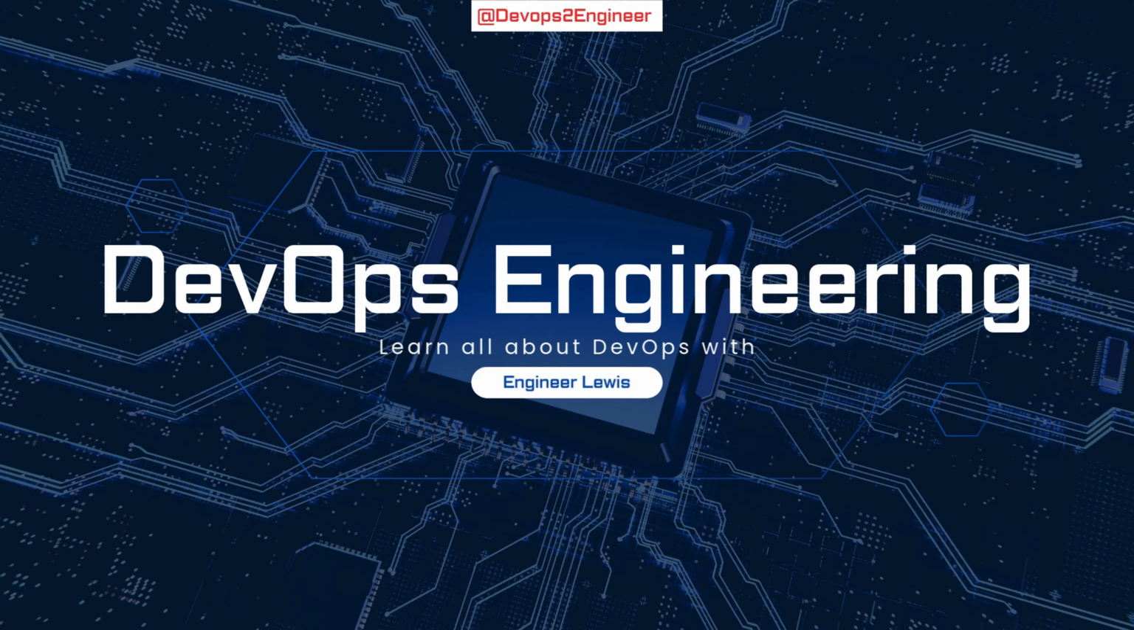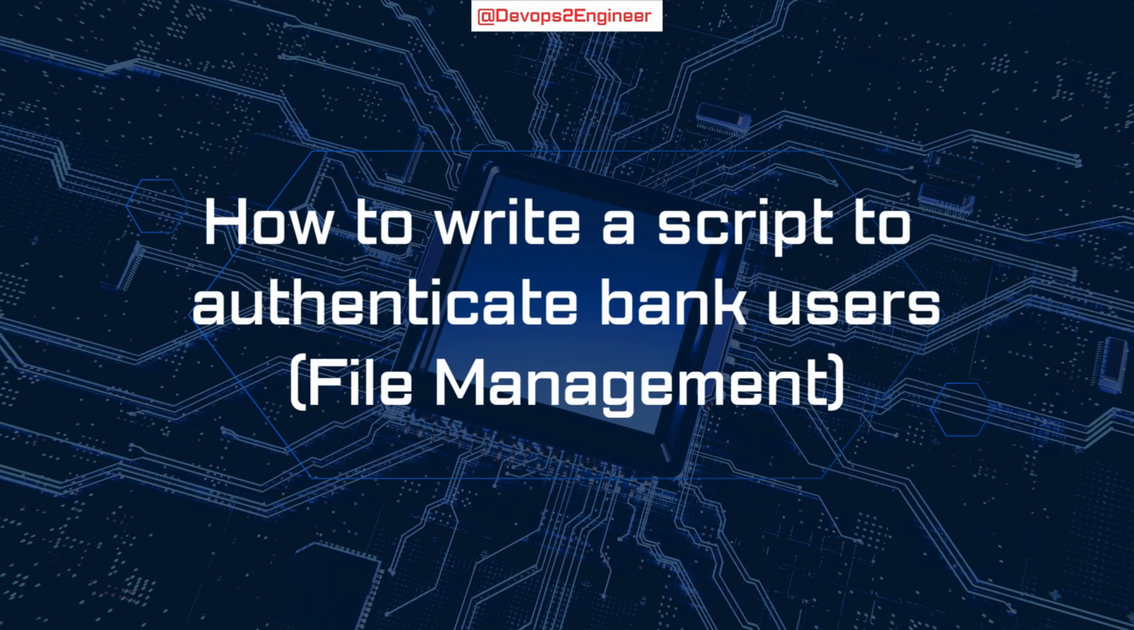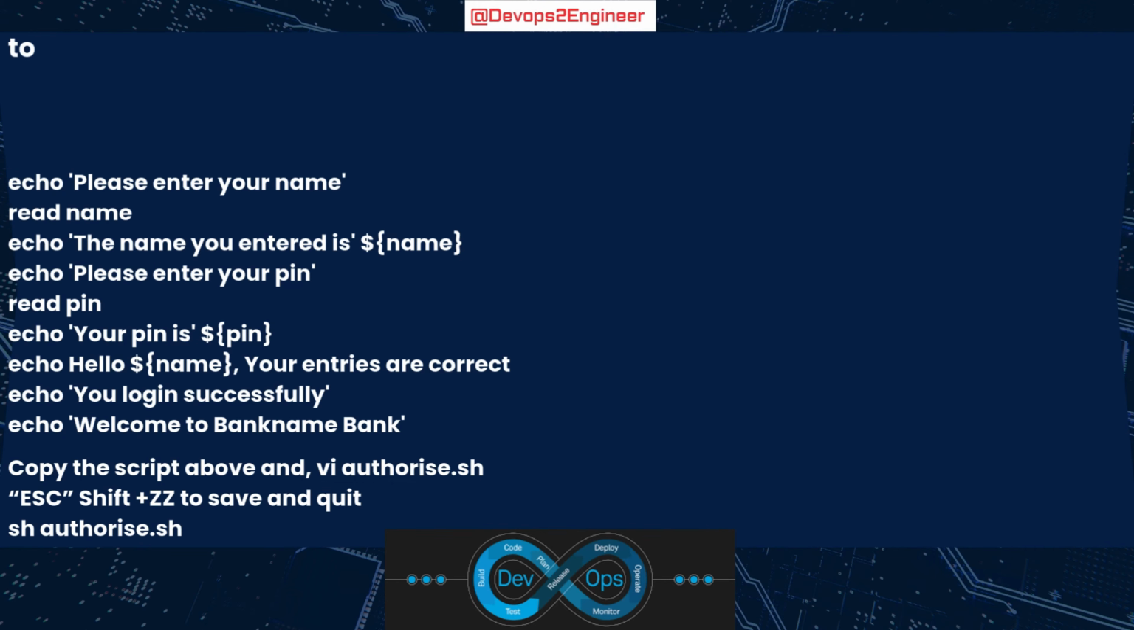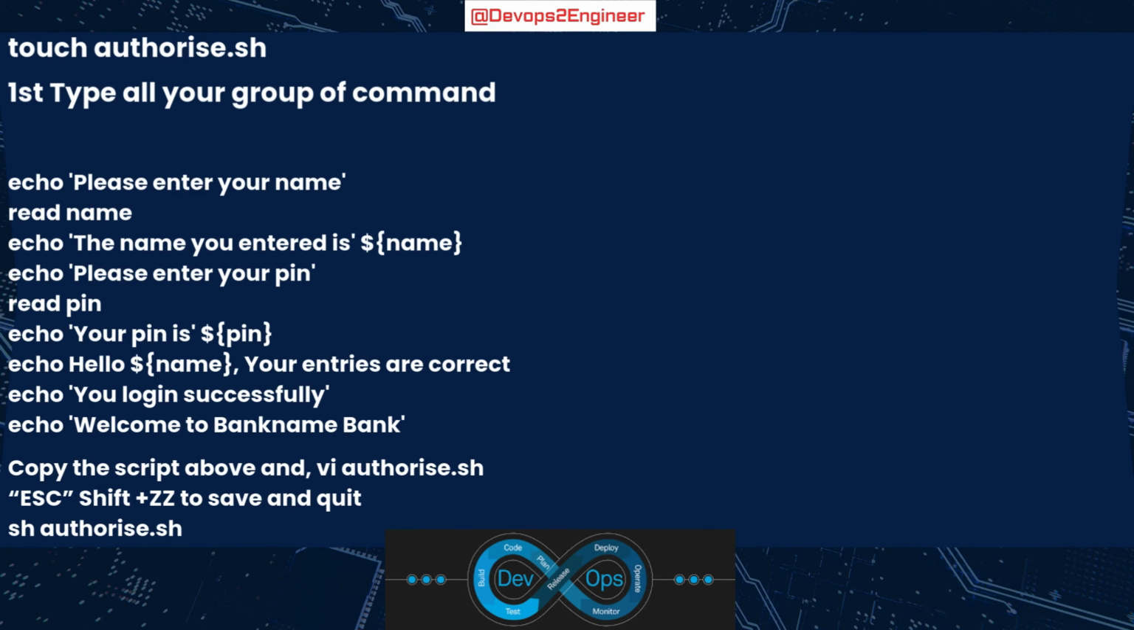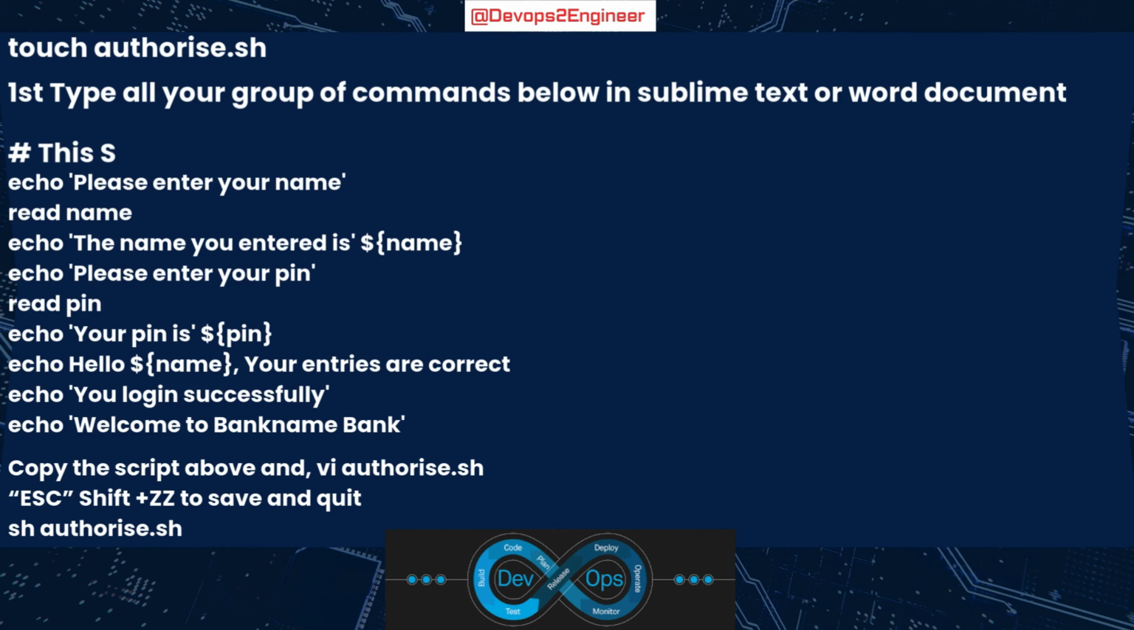In today's video, we're going to be doing another ticket. We're going to learn how to write a script to authenticate bank users. This is part of file management now. So first, what you're going to do is touch authorize.sh. Then first you're going to type all these groups of commands into Sublime Text or a Word document.